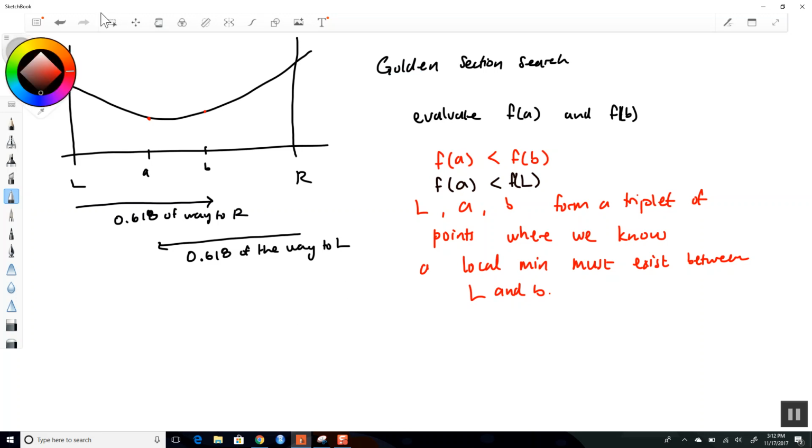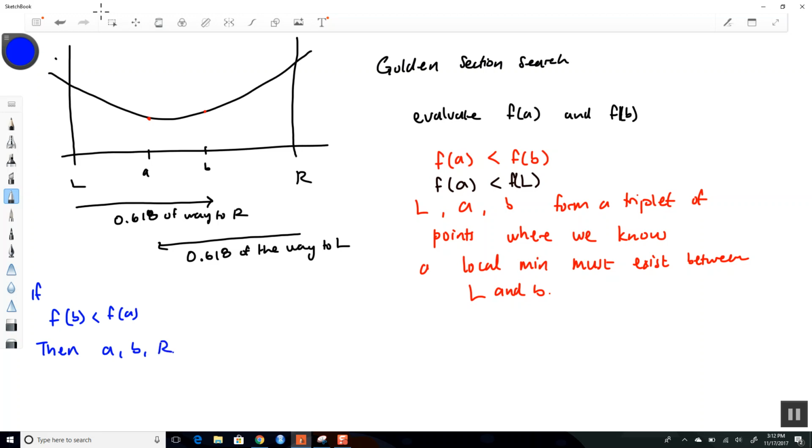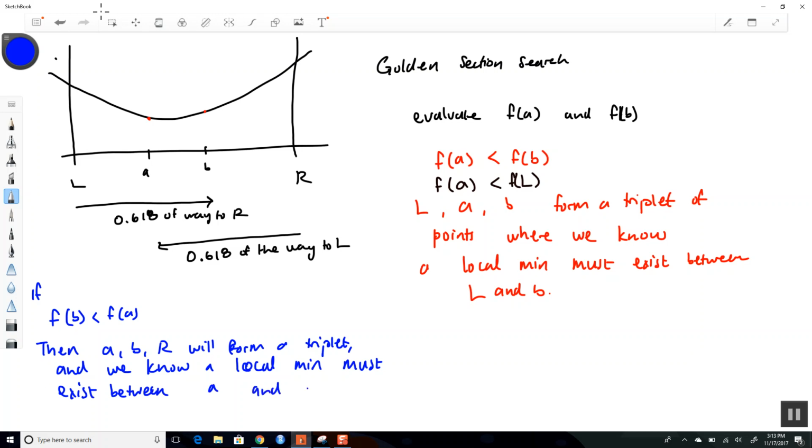Likewise, on the other hand, if we have the opposite, where f of B is less than f of A, then A, B, and R will form a triplet and we know a local min must exist between A and R. So once we calculate f of A and f of B, we can eliminate about 38% of the interval, and we can shrink our interval by about 38%.